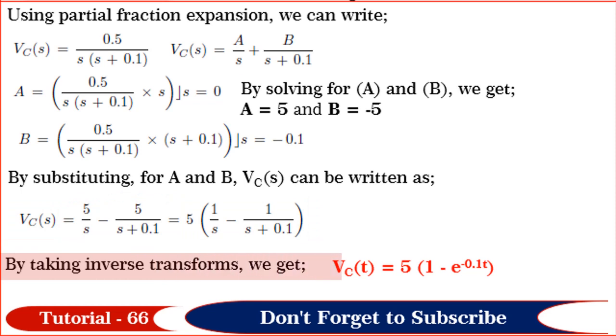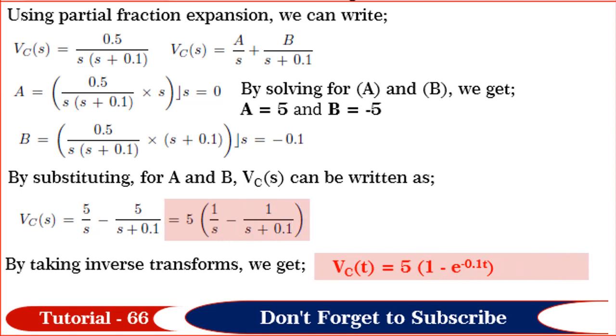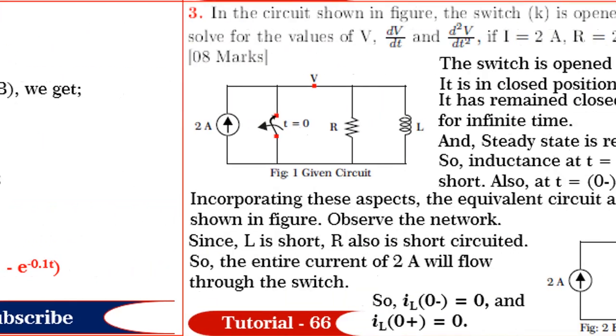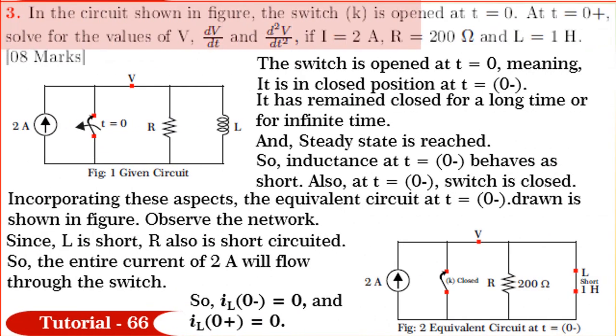By taking the inverse Laplace transform, we get Vc(t) = 5(1 - e^(-0.1t)). Very simple, isn't it? Friends, next we shall solve question 3.